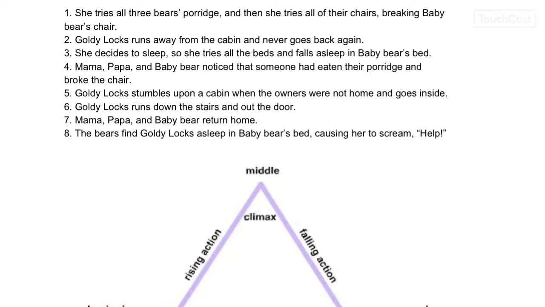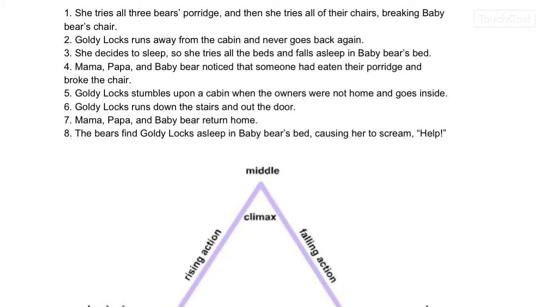Number 3, she decides to sleep, so she tries all the beds and falls asleep in Baby Bear's bed. Number 4, Mama, Papa, and Baby Bear notice that someone has eaten their porridge and broke their chairs. Number 5, Goldilocks stumbles upon a cabin where the owners were not home and goes inside. Number 6, Goldilocks runs down the stairs and out the door. Number 7, Mama, Papa, and Baby Bear return home. Number 8, the bears find Goldilocks asleep in Baby Bear's bed, causing her to scream help.